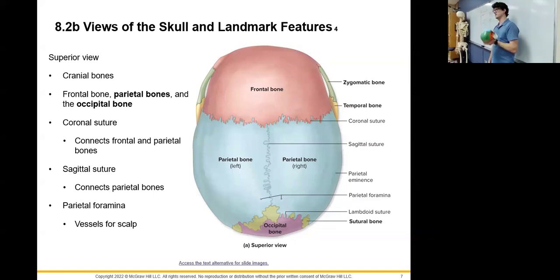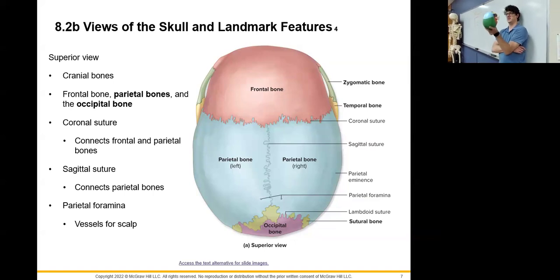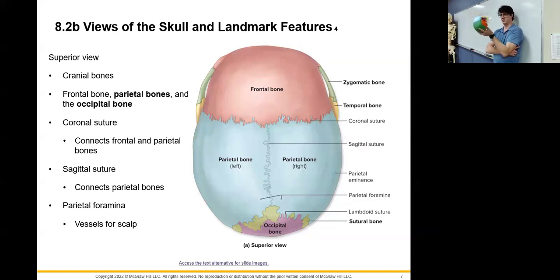All right, someone else want to take a guess what the suture is going to be that divides your skull into left and right halves? Based off of the name of that plane? Close enough. Sagittal, exactly. So this is going to be our sagittal suture here, which is separating our two parietal bones.